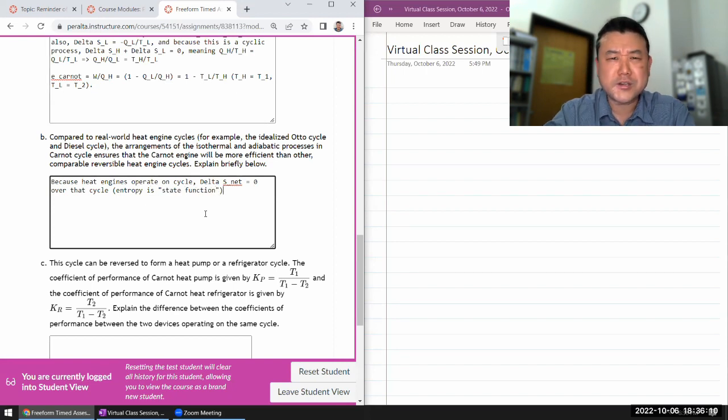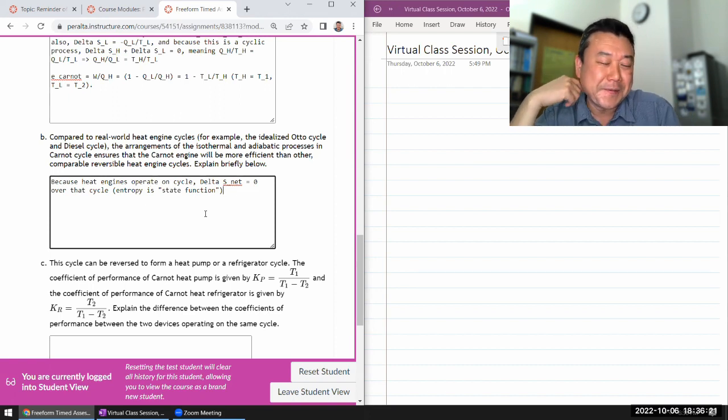I also irrationally don't like the word state function, like closed system, isolated state, state function. If you want to see me wince, like those are the words to use. sorry, I just don't like those words. I don't have a good reason why, I just don't like them.